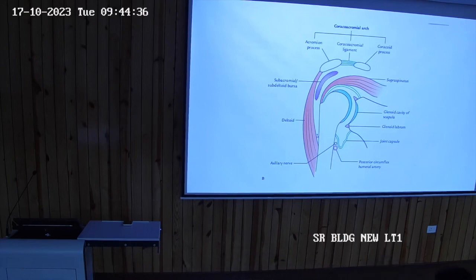All right. Before talking of the other points, let's see what is the arterial supply, what is the nerve supply of the joint. The arterial supply of the joint is from the anterior circumflex and posterior circumflex humeral artery. And second, by the suprascapular artery and subscapular arteries. All these arteries are coming from the axillary artery, first part, second part, and third part.